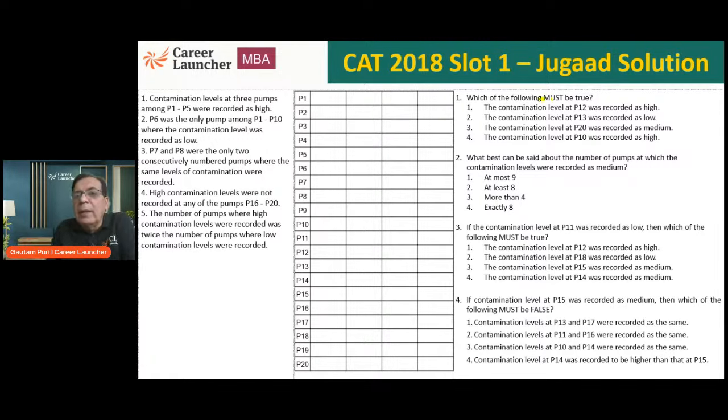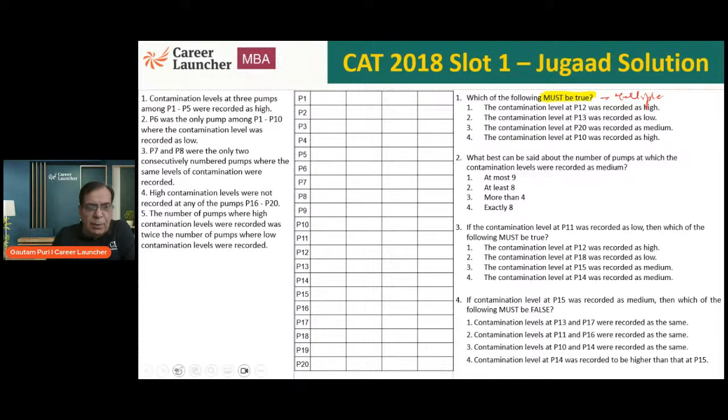Question 1. Which of the following must be true? What does this mean? Must be true means there will be multiple cases and the correct answer will be true in all possible cases. This is clearly telling me there can be multiple cases, so be ready for that. For example, if the answer says the contamination level of P12 was recorded as high, then it should be correct in all cases, showing me P12 as high. If even one case shows me P12 as not high, then this statement cannot be true. So must be true means in all possible cases.